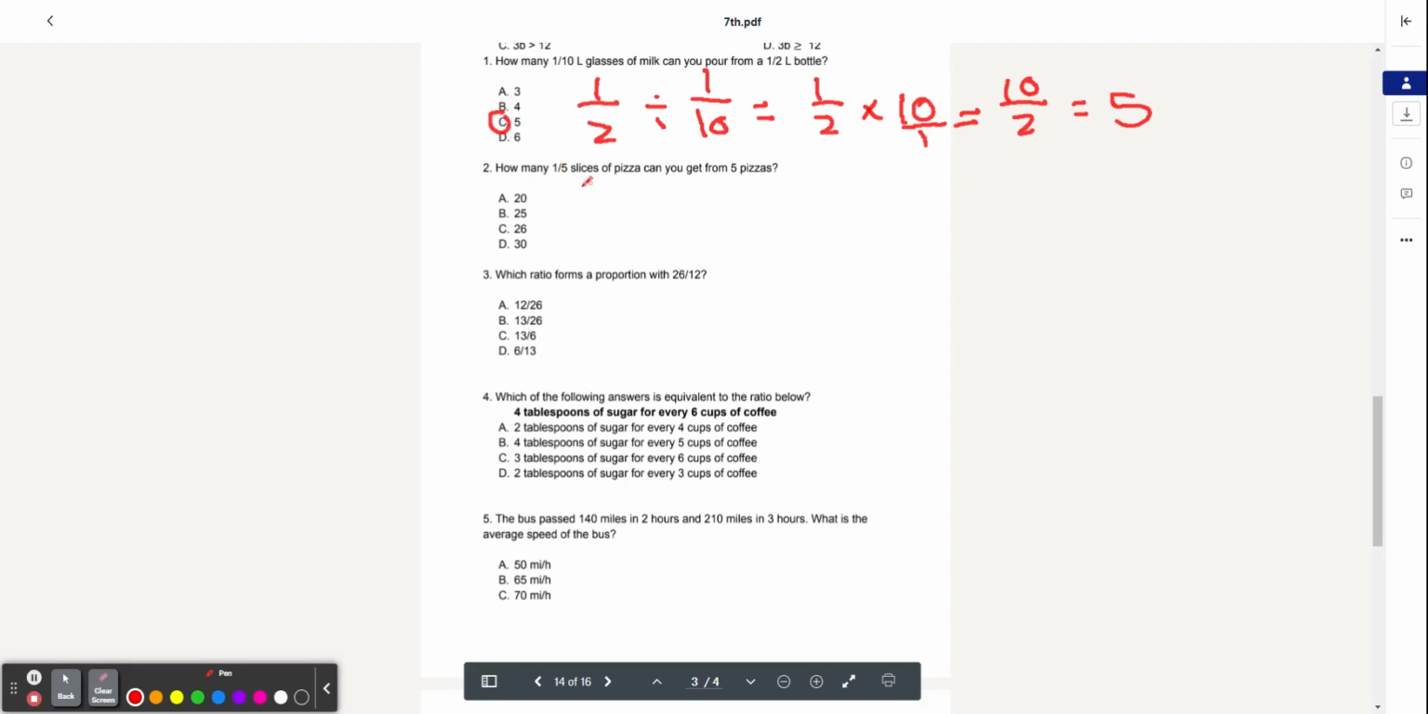So C. How many 1/5 slices of pizza can you get from 5 pizzas? Let's think about just one pizza. If we're getting 1/5 slices, that means we can get a total of 5 slices per pizza. And if you have 5 pizzas, we're going to multiply 5 by 5, and that gives us 25.